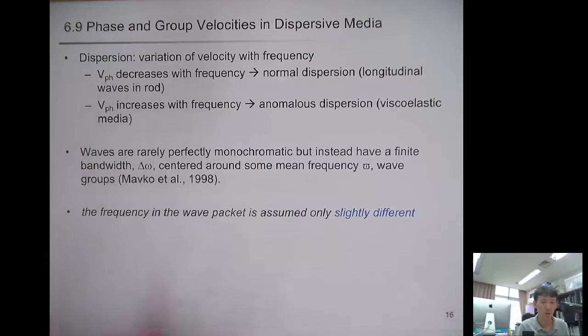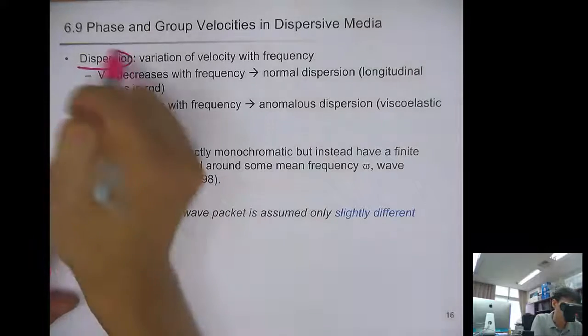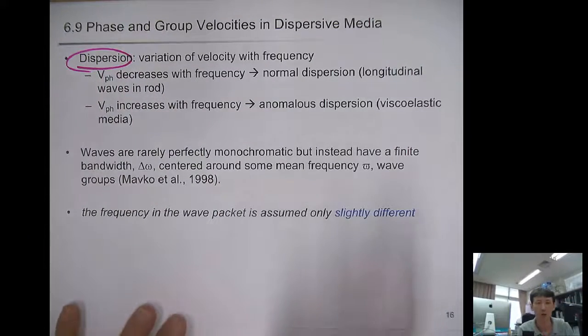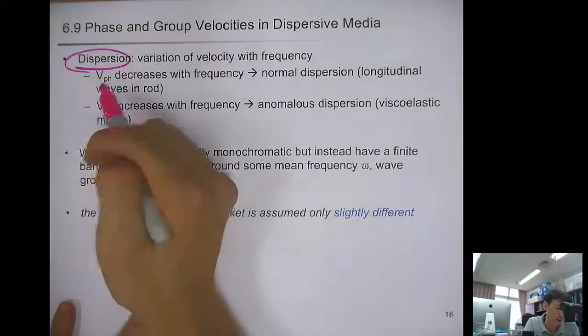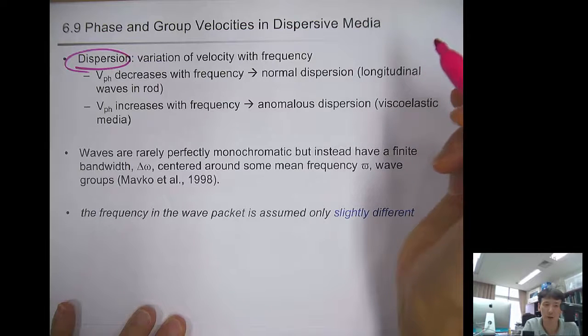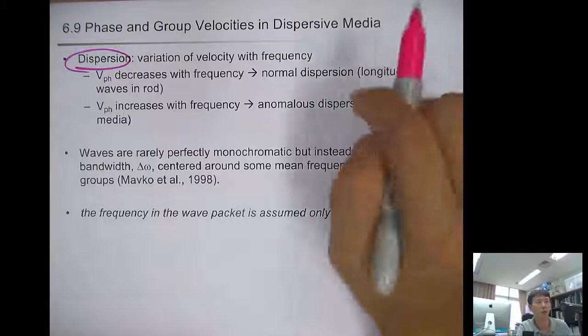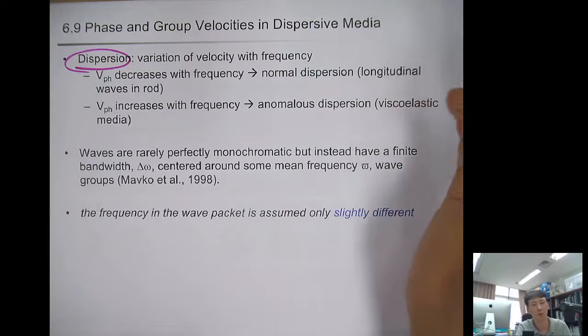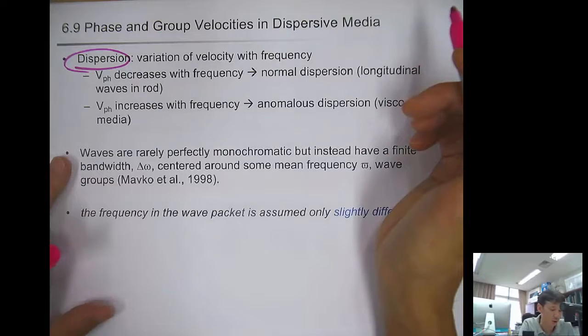Okay, in section 6.9, we're going to talk about the phase velocity and group velocity. Whenever you have a dispersion, it means that the velocity changes with frequency. The velocity at a given frequency is called the phase velocity, for example 100 meters per second for a frequency of 10 hertz. This phase velocity can change with frequency.